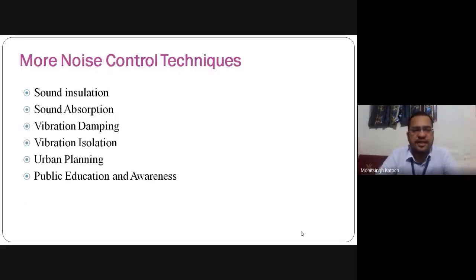Apart from these three methods, there are some more techniques with which we can control the noise pollution. These are sound insulation, sound absorption, vibration damping, vibration isolation, urban planning, and public education and awareness. So using these control techniques, we can reduce the noise pollution at the source as well as in its transmission path.